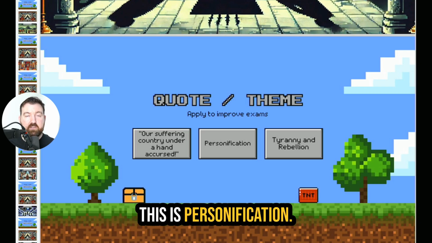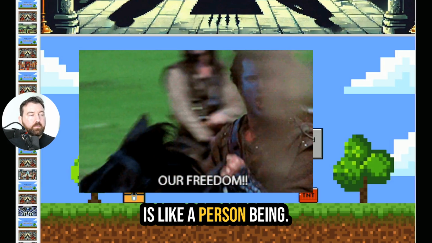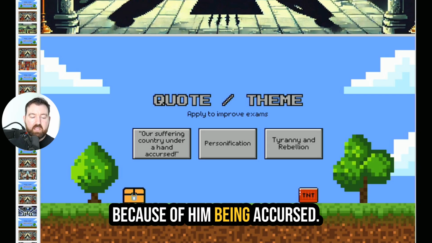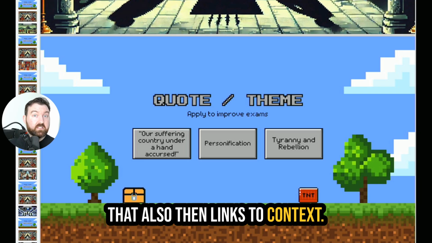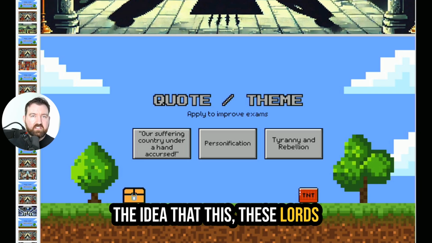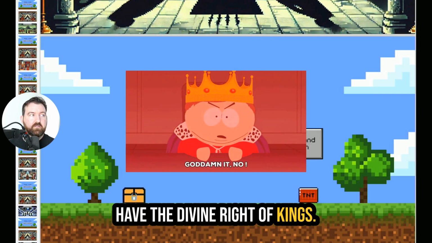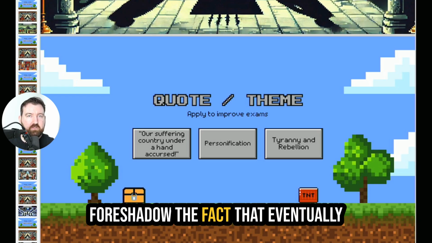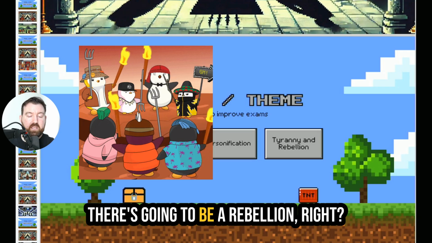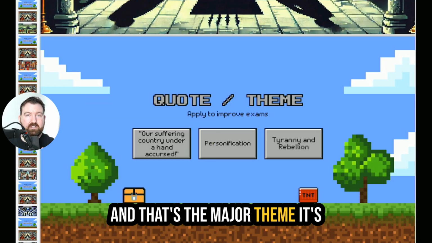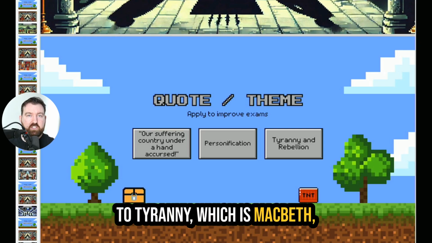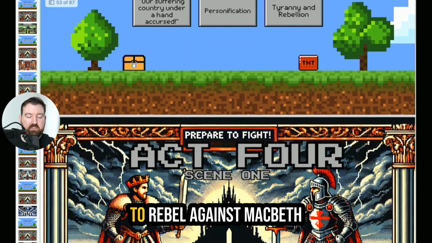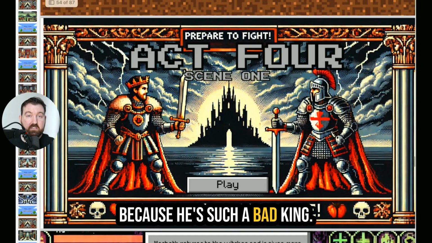This is personification, the idea that Scotland is like a person being tormented and tortured by Macbeth because of him being accursed. That also then links to context, the idea that these lords are discussing maybe he doesn't have the divine right of kings, maybe he shouldn't be king after all. And so that starts to maybe foreshadow the fact that eventually there's going to be a rebellion, right? And that's the major theme. It's tyranny, which is Macbeth obviously, and rebellion. They're starting to build confidence to rebel against Macbeth because he's such a bad king.